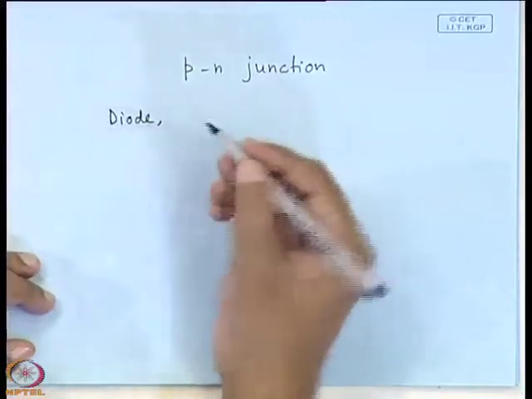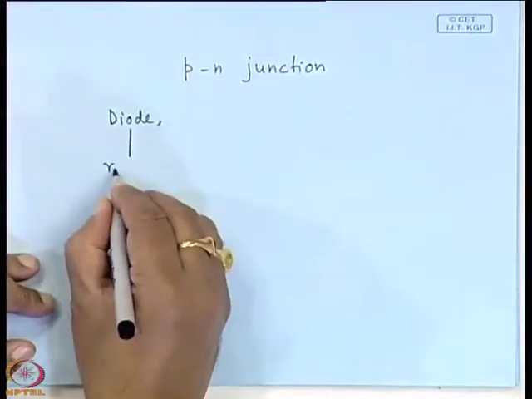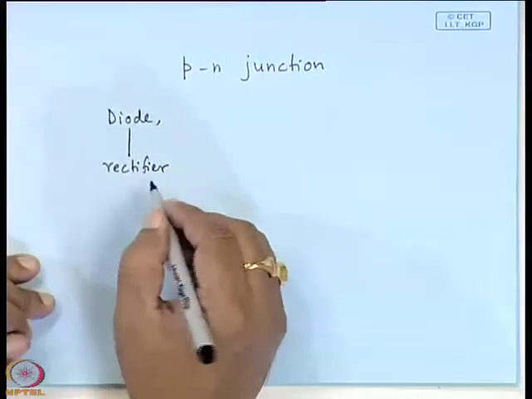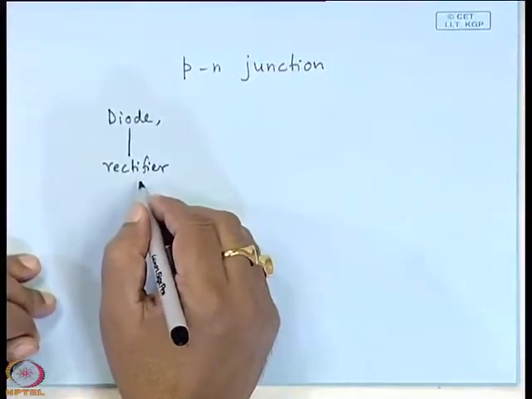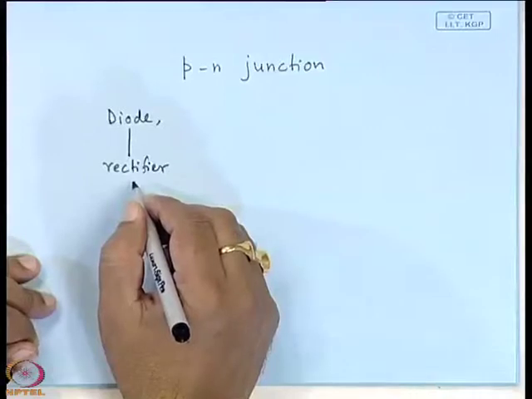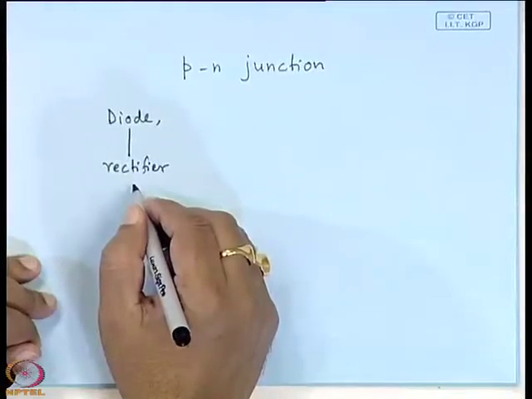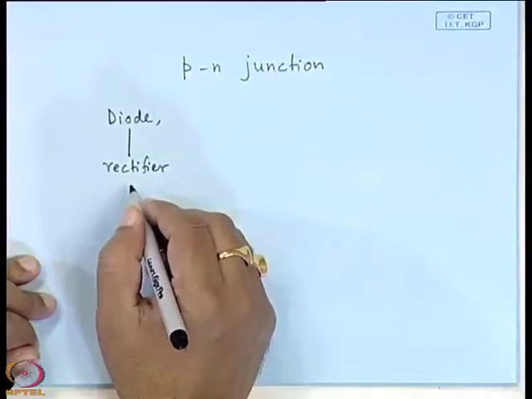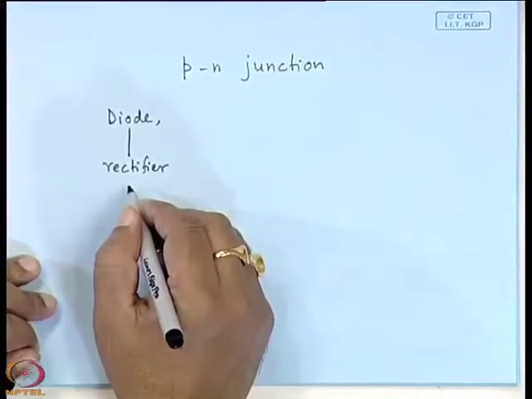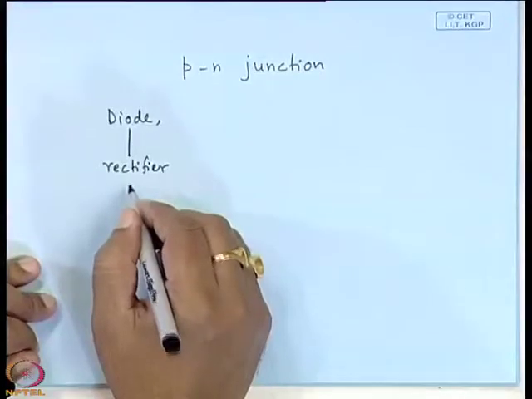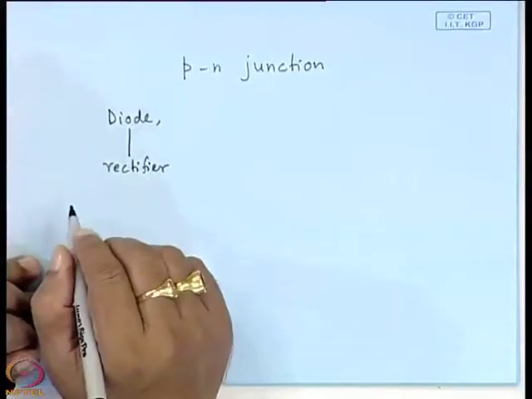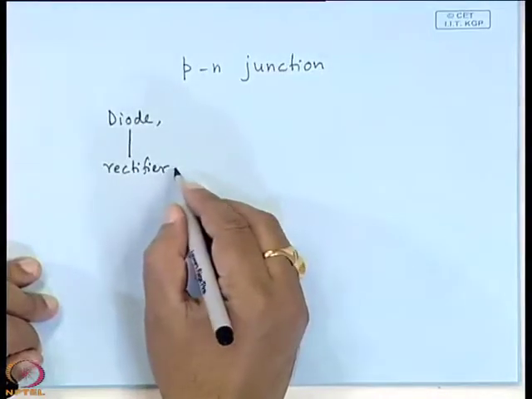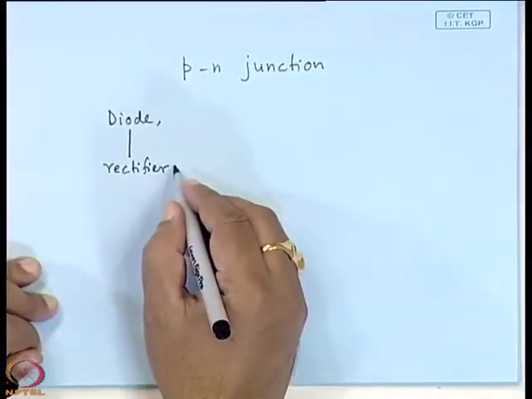This diode is basically known as the rectifier diode. It is known as the rectifier. What is rectification? It is the conversion from AC to DC, not from DC to AC. Okay, it is a rectifier. That means you will allow current to flow in one direction.